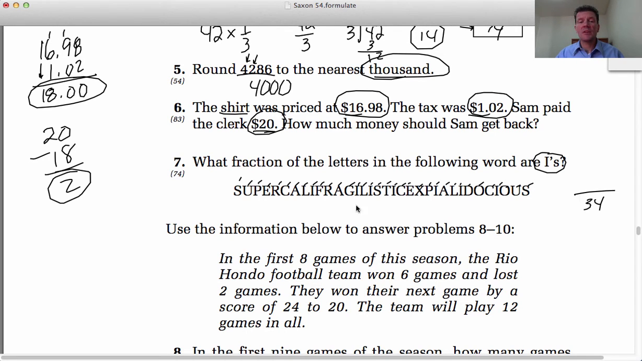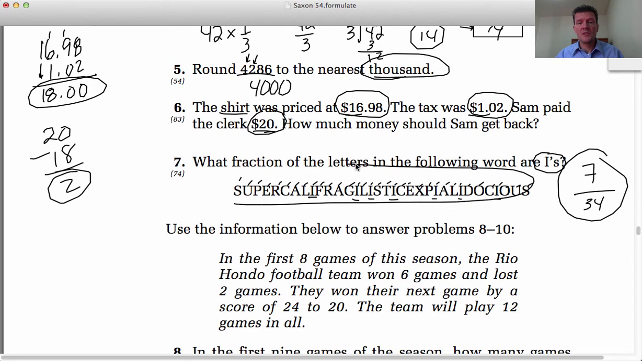34 letters. How many are I's? We've got 1, 2, 3, 4, 5, 6, 7. Looks like 7 I's if I counted those correctly. 7 out of 34. Always reduce these fractions if you can. This one doesn't reduce because 7 doesn't go into 34. So just leave it as 7 out of 34.